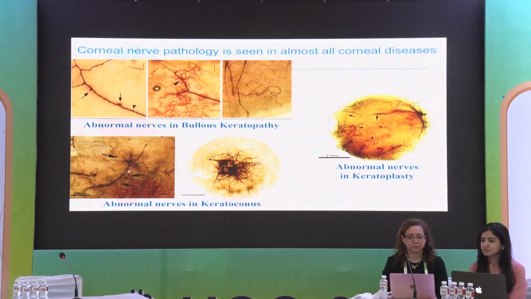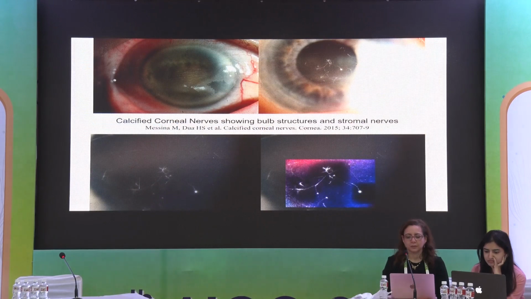This is in keratoconus. You can see gross thickening of the nerves, and in advanced keratoconus, outside the cone the nerves are normal, but within the cone they are grossly abnormal, very thickened, too many of them, a lot of coiling. So nerve pathology underlying every corneal disease is a very important factor, but because we couldn't see them, we weren't talking about them. But by looking at corneal buttons that we have removed and whole mount staining with acetylcholinesterase, we can pick up these findings, and also by confocal microscopy we can pick up these findings.